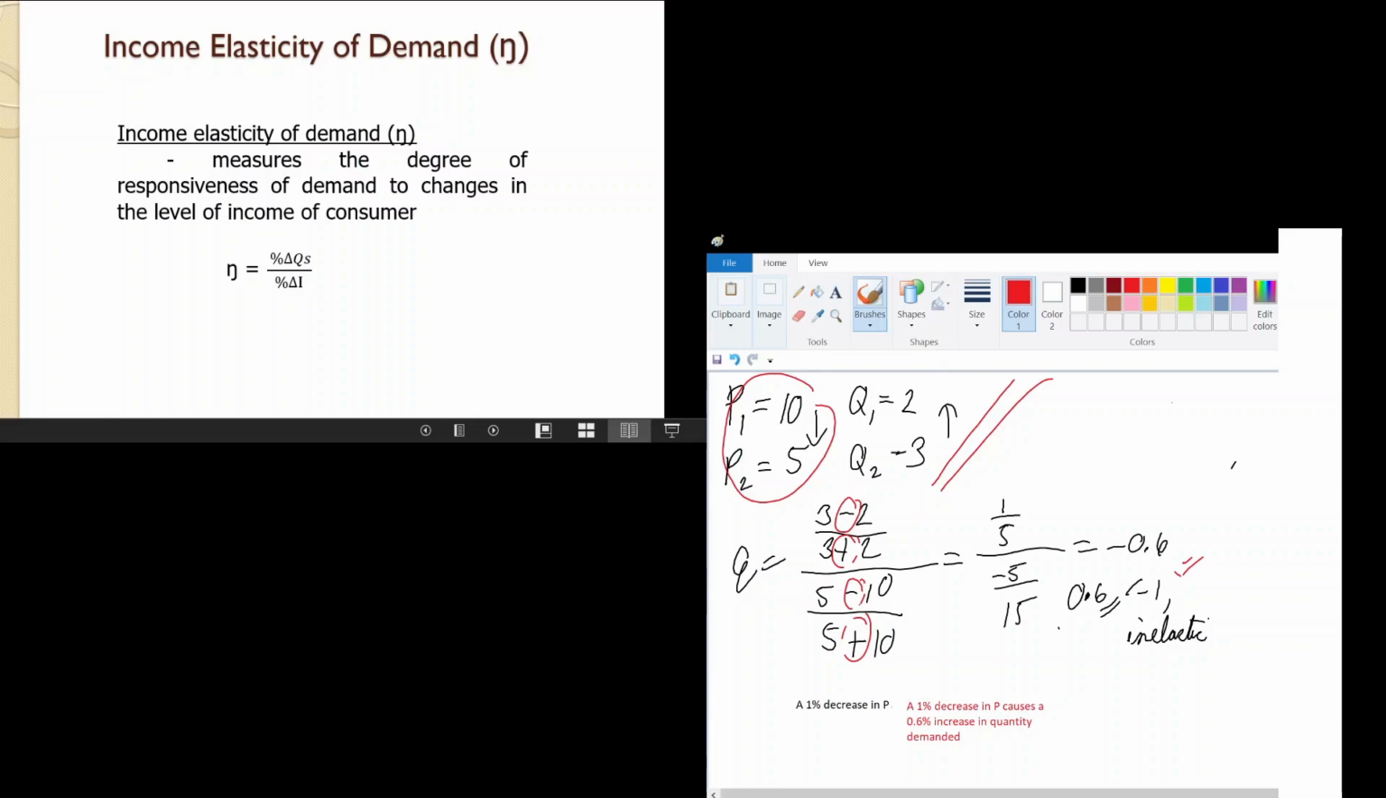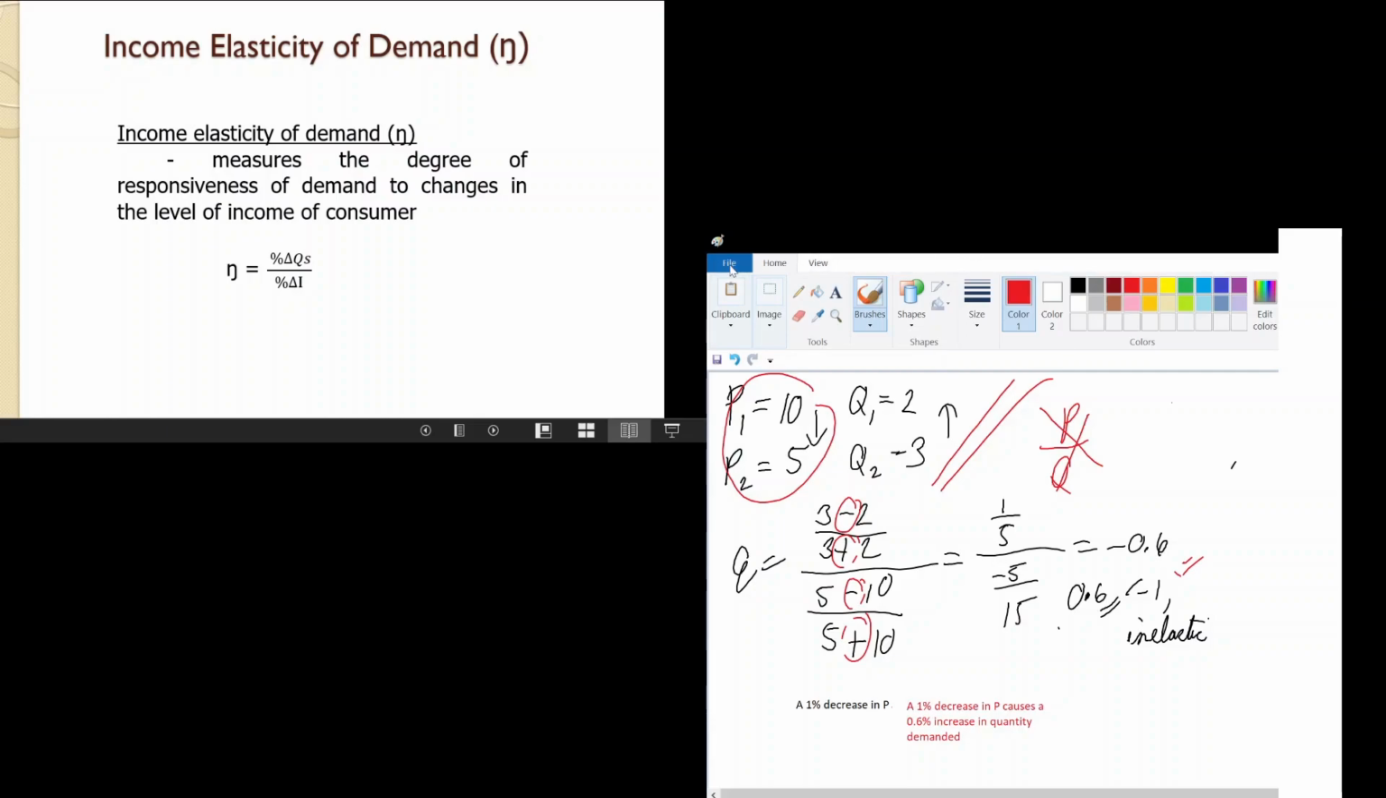Yung iba, nalilito, ang ginagawa nila, P yung nasa taas, tapos Q yung nasa baba. Take note, yung quantity demanded natin or yung demand natin, yung laging nasa taas. Okay? So, mali ito. Kasi, tinitingnan natin kaano ba kalaki yung change sa demand natin given the changes in different factors. Okay? So, bear that in mind. Yung quantity, yung kinukuhanan natin ng change. So, lagi siyang nasa taas.